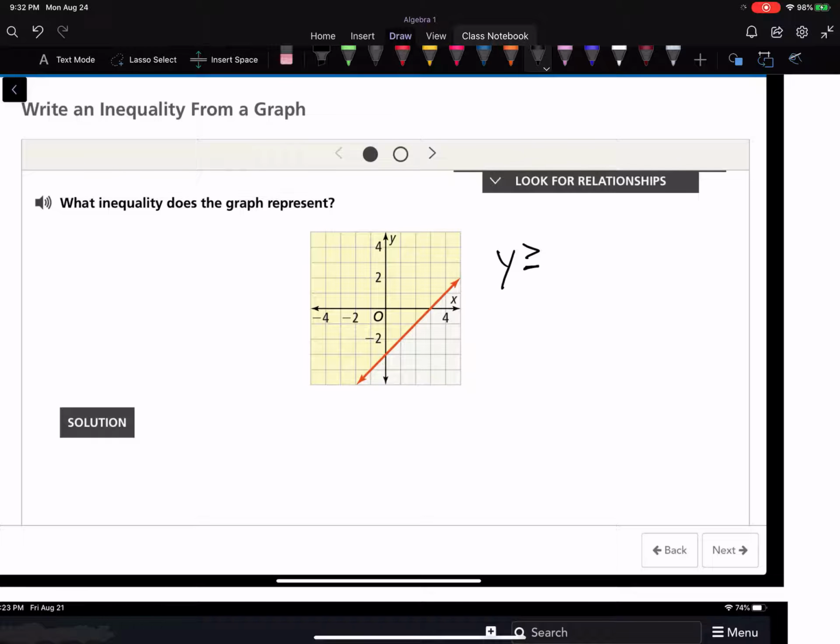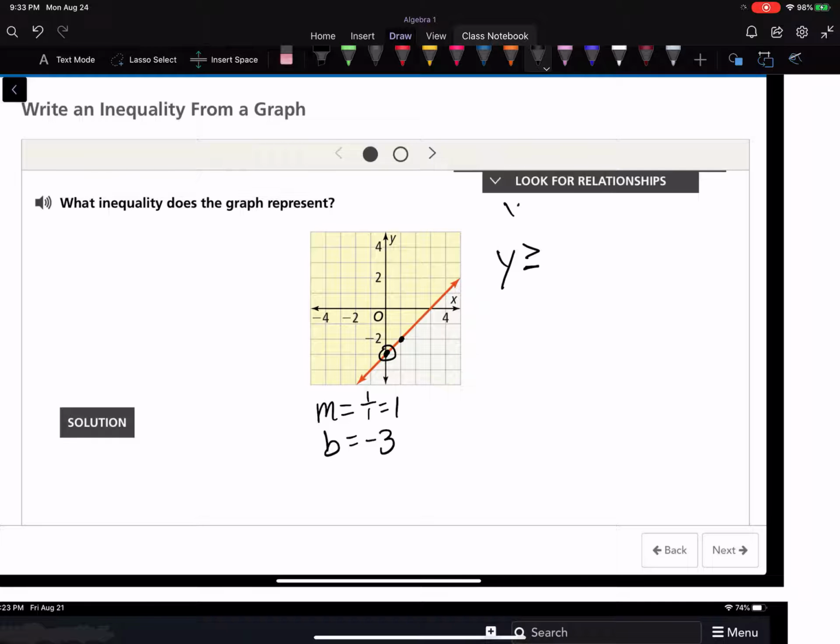And other than that, now it's just figuring out what is my y-intercept and what is my slope. So we'll start with the slope. If I went from this point to that point, I would rise 1 and run 1. And 1 over 1 is 1. Okay? And it's a positive 1 because it's going up from left to right. My y-intercept is just where it crosses the y-axis, which would be -3.